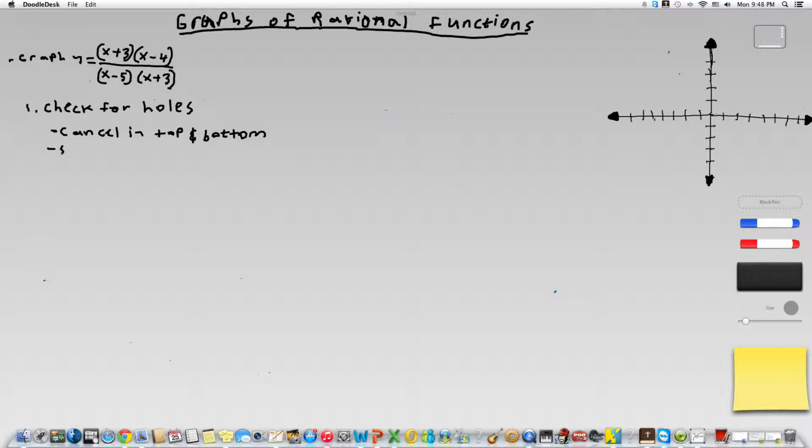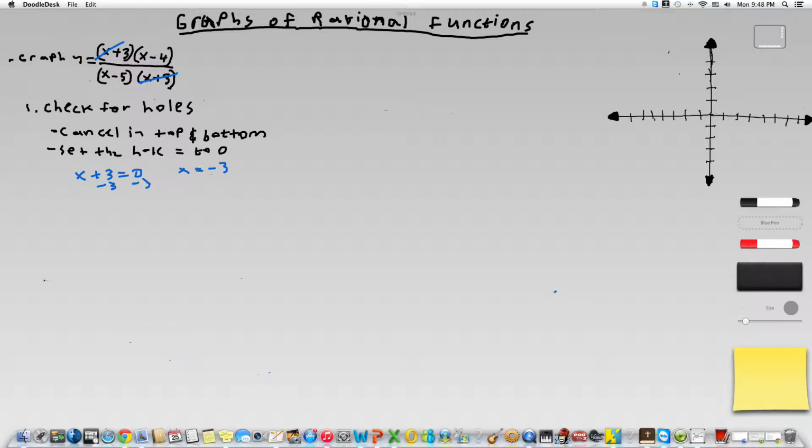And then we're going to set the hole equal to 0. So to find the hole, we're going to cancel what both the numerator and the denominator have in common, in this case, the x plus 3. Then we're setting the hole equal to 0, so x plus 3 equal to 0. And you could subtract 3 from both sides. You're left with x equaling negative 3.